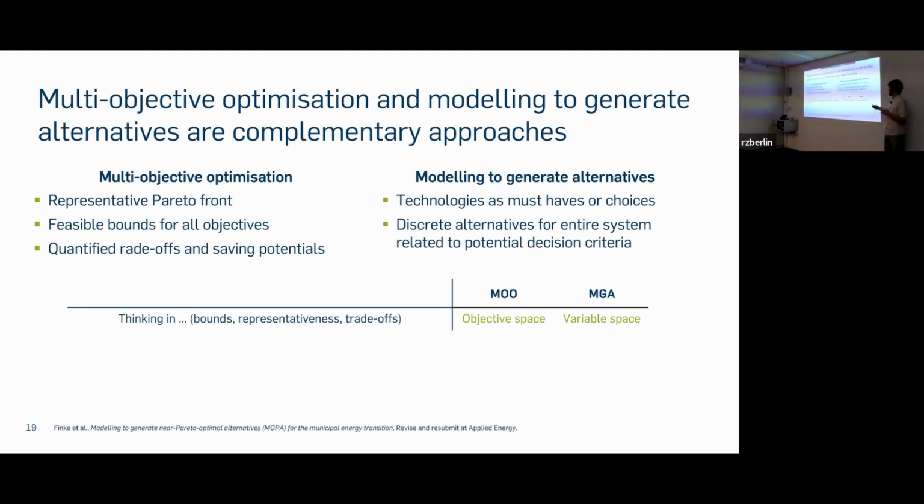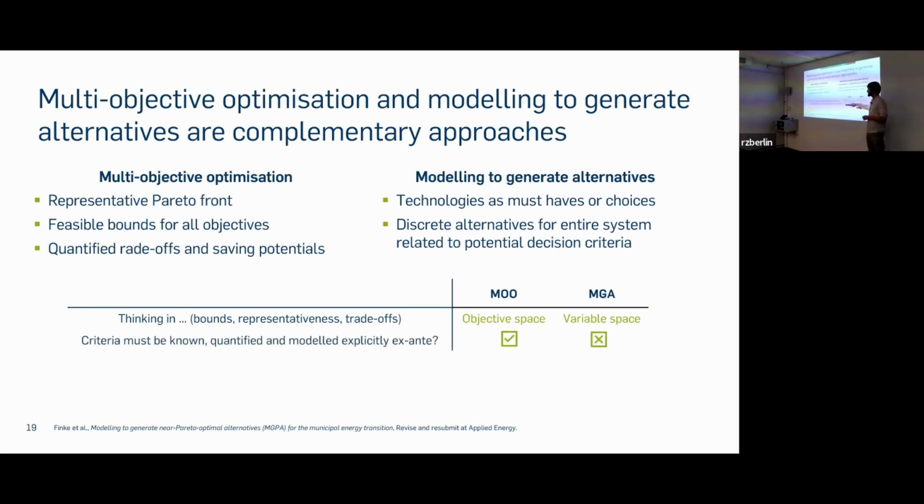So with MGA, as long as we are close enough to the optimum, we don't really care about objectives anymore, but we really want to diversify, and want to be representative in terms of the variables that get us there. But then, as a major drawback of multi-objective optimization, all these criteria must be known ex ante, they must be quantified, and they must be modeled. If that's not possible or not done, then I can't do a multi-objective optimization, but I can still use MGA, because everything can be implicit at the time of modeling.